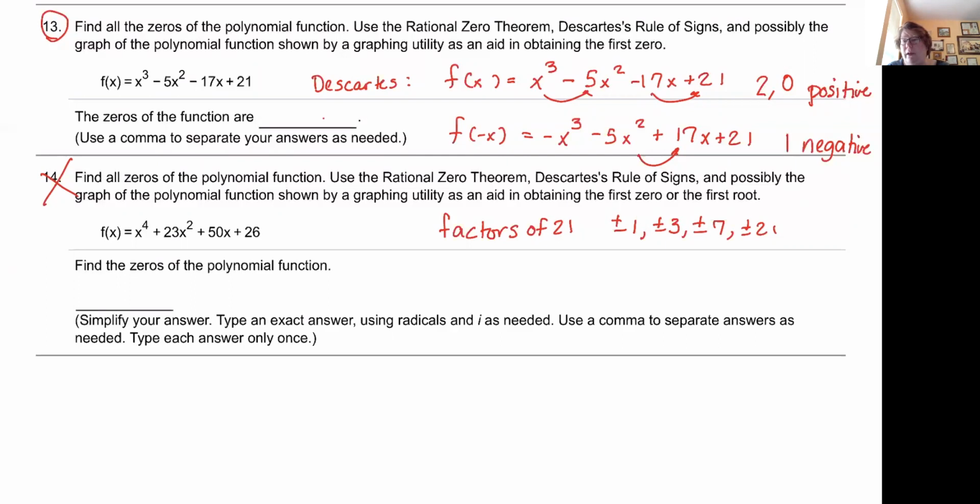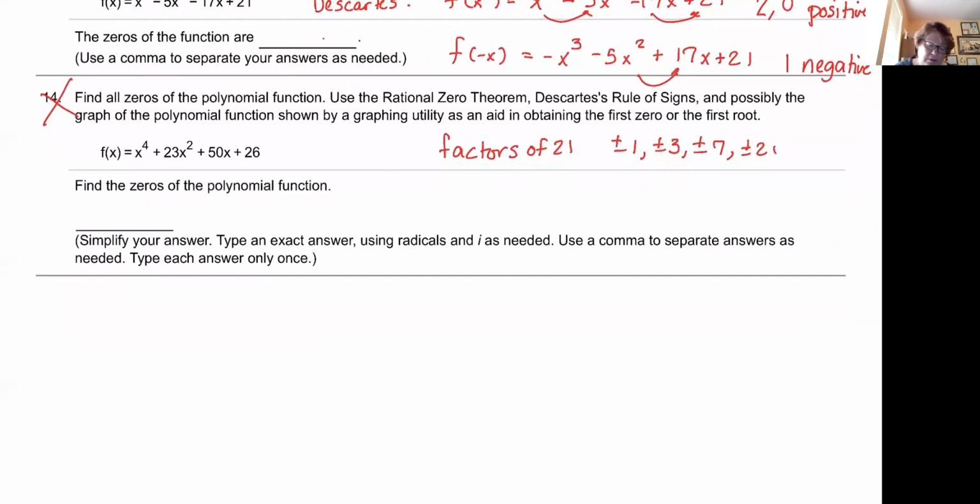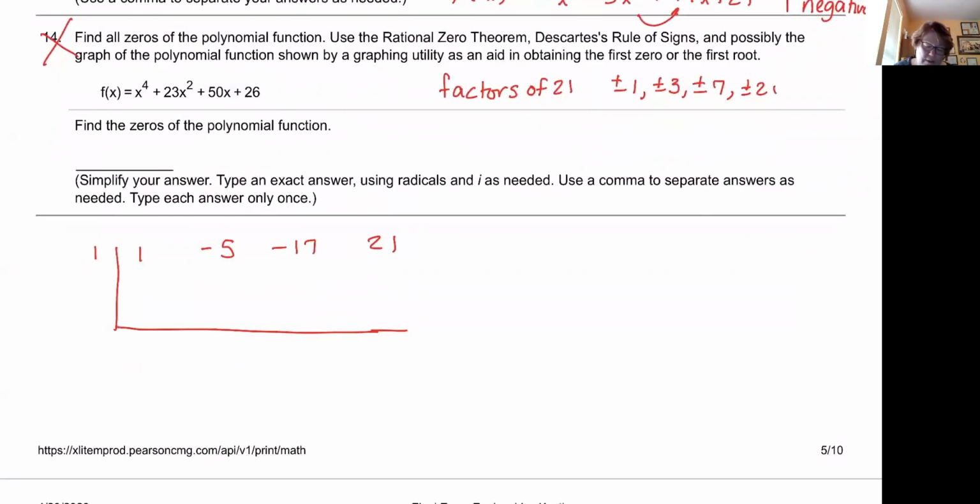I'm just going to check 1 and see if that works, using synthetic division. So I'm going to write that down here. I'm going to write the coefficients of my function, 1, negative 5, negative 17, and 21. And then I'm going to bring the 1 straight down. 1 times 1 is 1. Add that together. Negative 4 times 1 is negative 4. Negative 21 times 1 is negative 21. So it does look like 1 is one of my zeros.